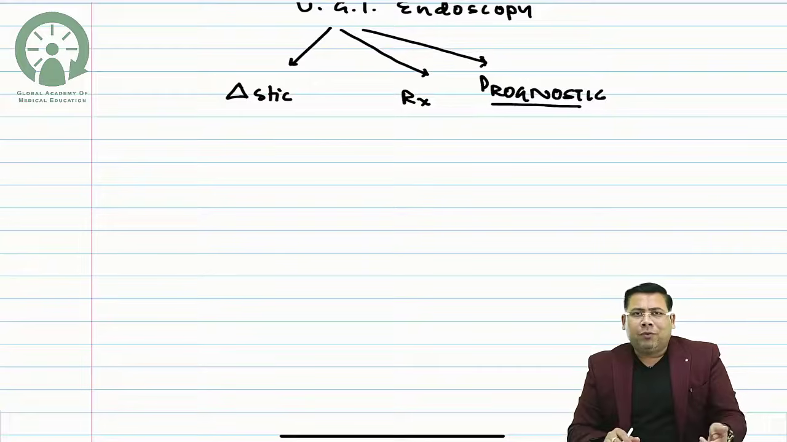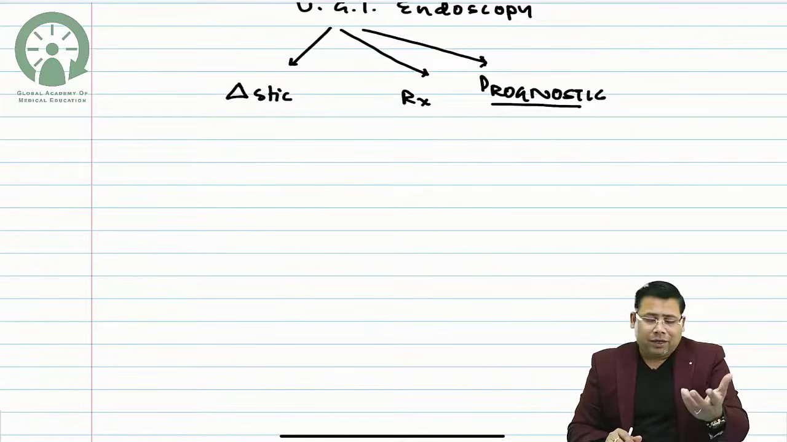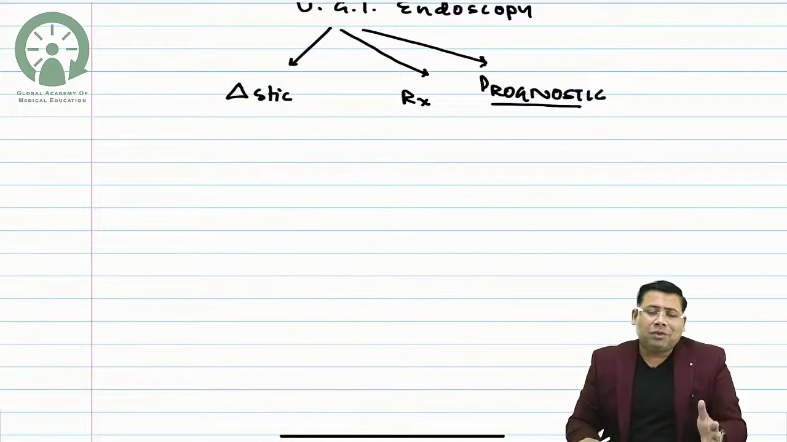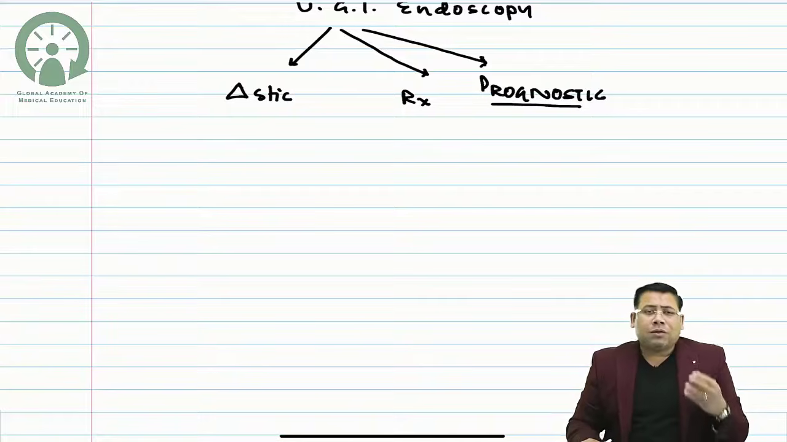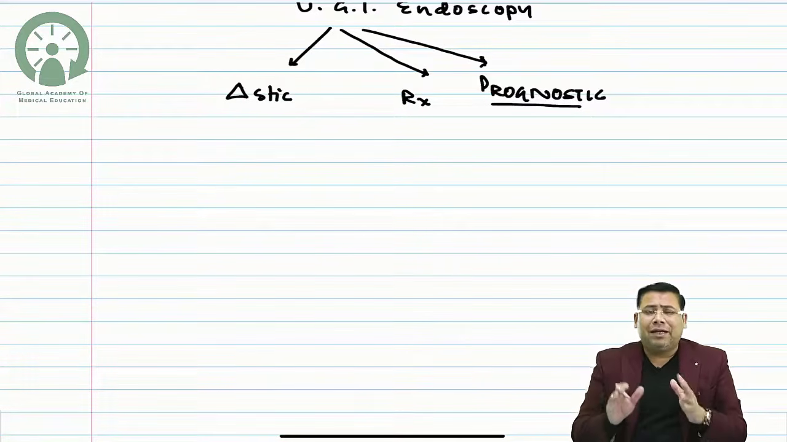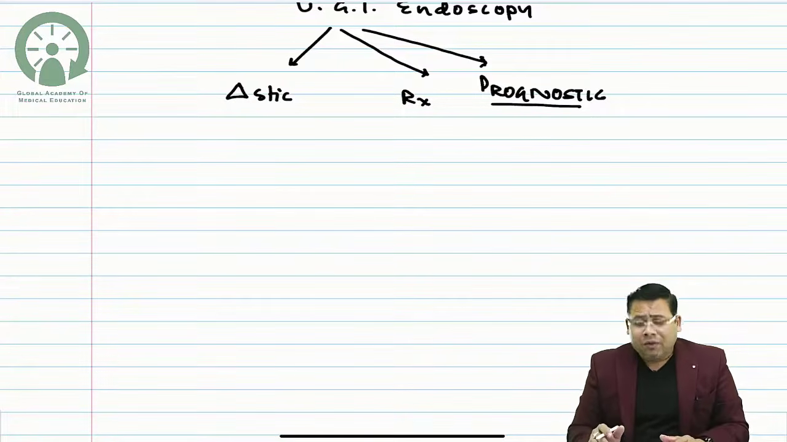You can do clipping, you can do injection sclerotherapy, you can go for injection of a vasoconstrictor. We use epinephrine in dilution 1 to 10,000. Or you can use high-end monopolar coagulation, bipolar coagulation, or argon plasma coagulation. You can use lasers, Nd:YAG lasers, there are a lot of things you can use. Even holmium can be used nowadays.